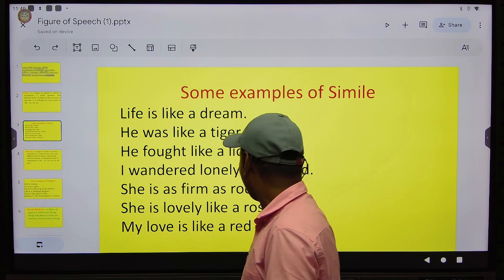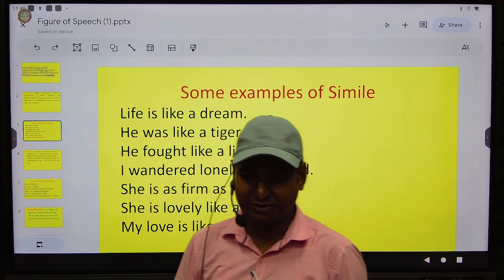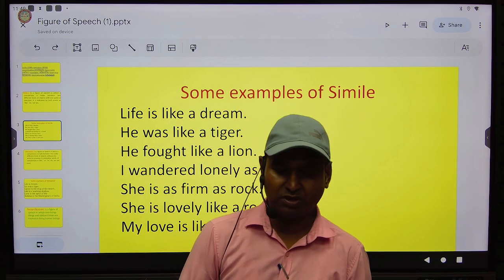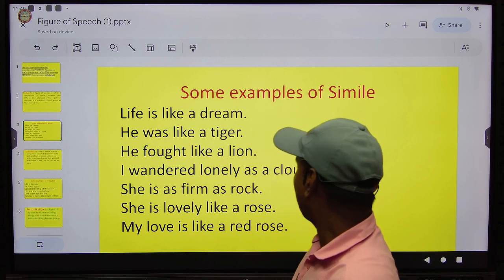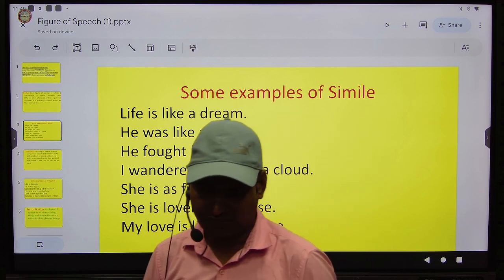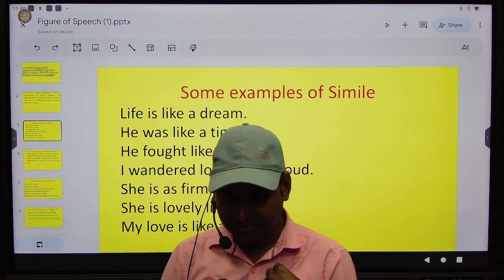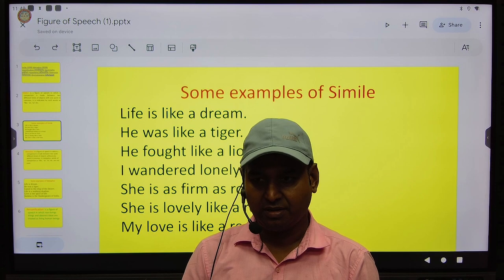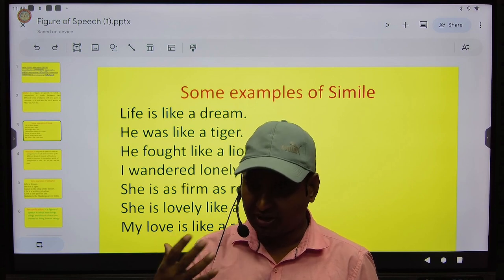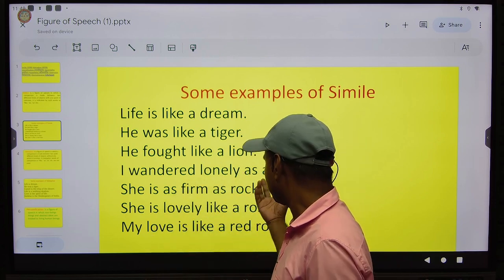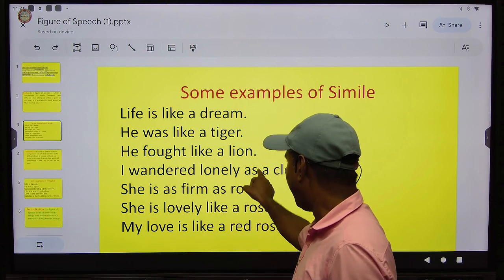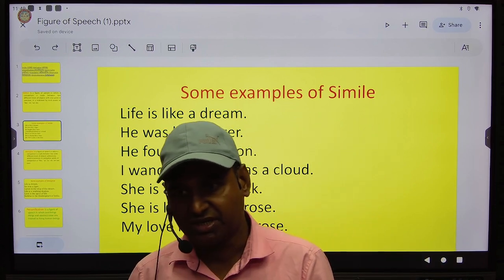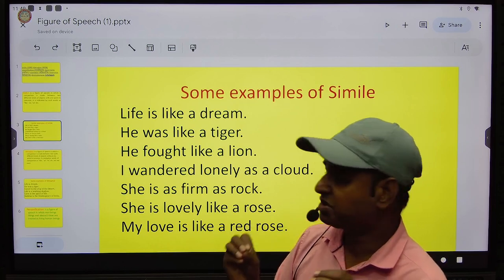I wandered lonely as a cloud. This is a very famous line by William Wordsworth. William Wordsworth says, I wandered lonely as a cloud. This wandering I means the poet has been compared to cloud. And the comparison word as is used here, which indicates that this figure of speech is simile.